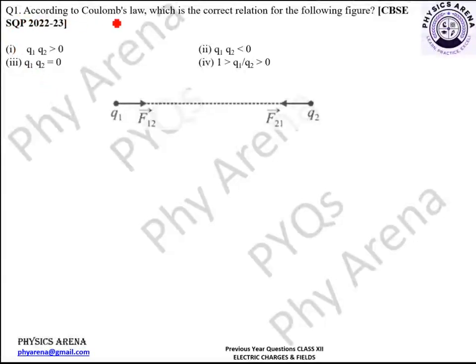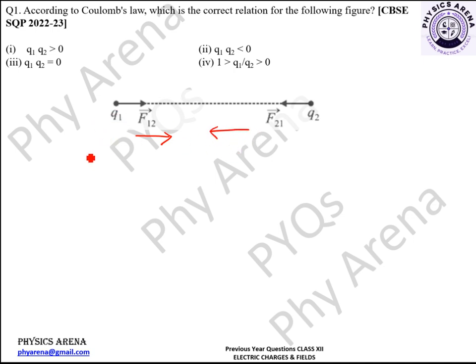Question 1. According to Coulomb's law, which is the correct relation for the following figure? It is a question from the CBSE sample question paper 2022-23. A figure is given to us, and in this we have two charges, Q1 and Q2. The force on Q1 due to Q2 is towards Q2, that is F12, and the force on Q2 due to Q1 is towards Q1.